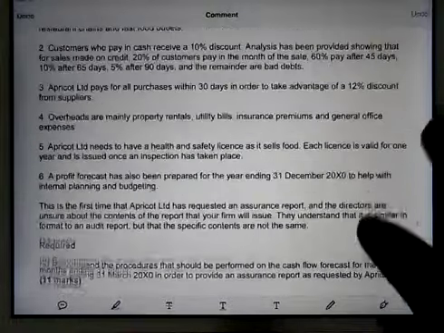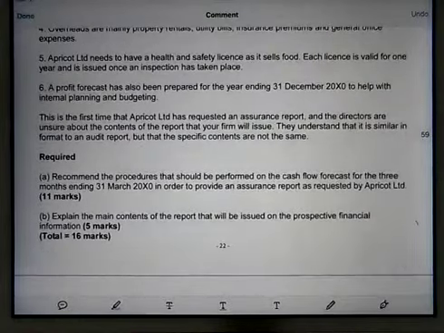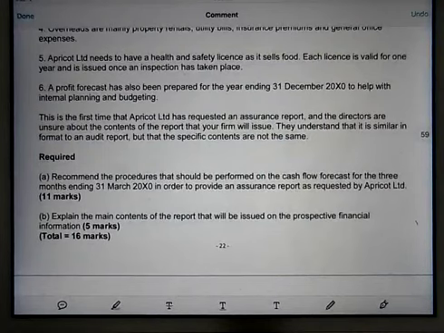Apricot. Okay, this is PFI. Recommend procedures to be performed on the cash flow forecast of the 3 months ending 31st March 2000 XO in order to provide assurance report as requested by Apricot.